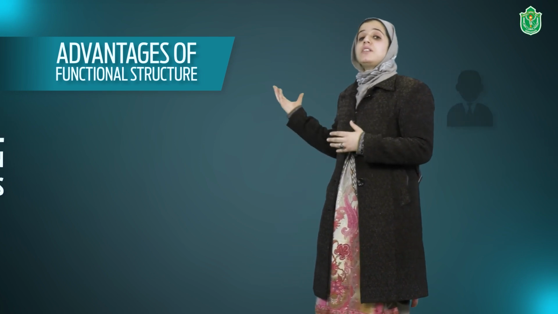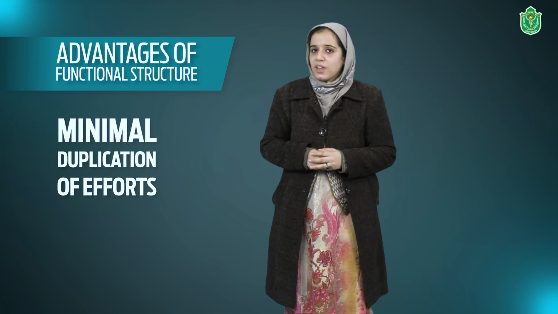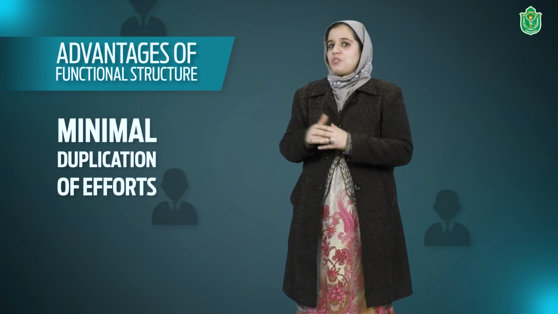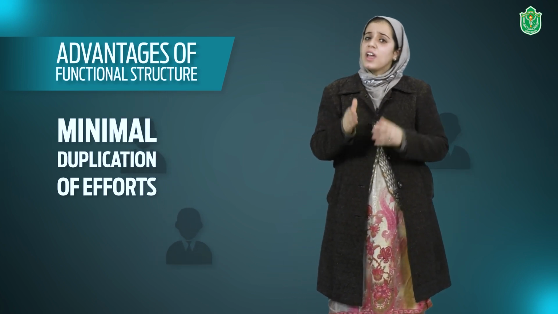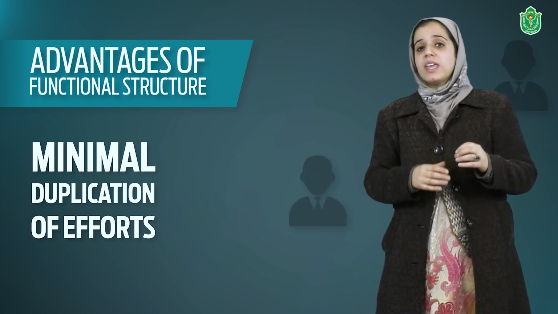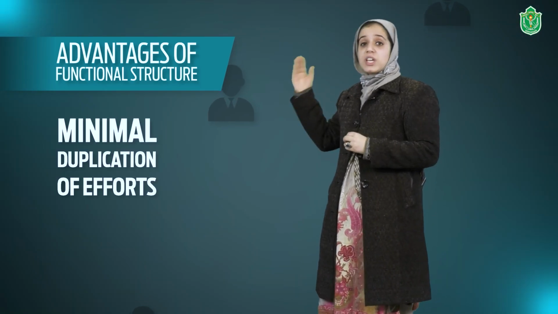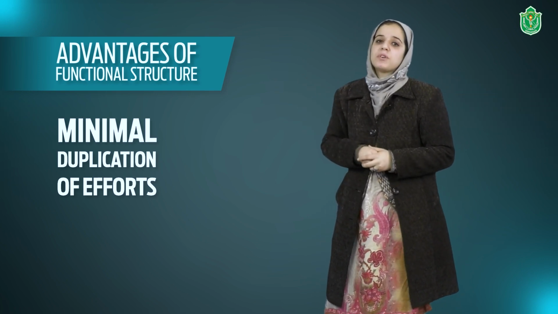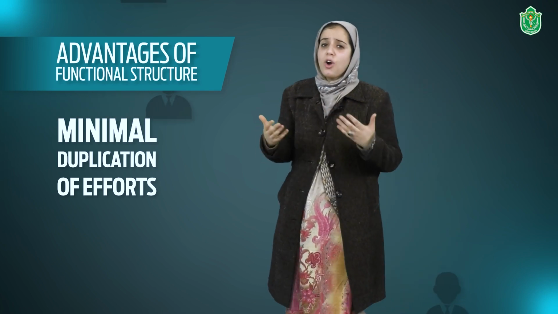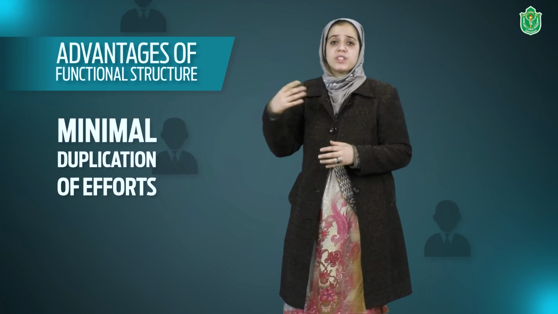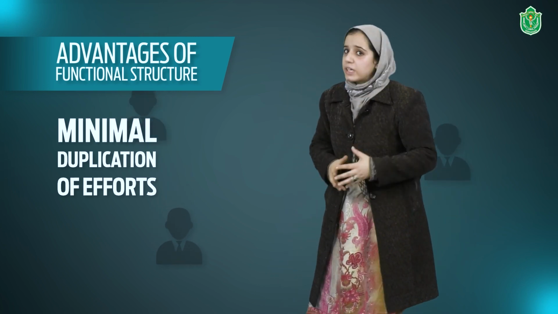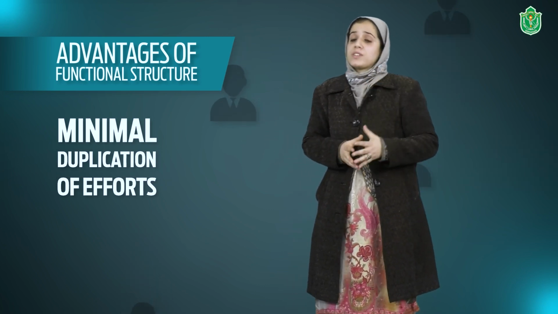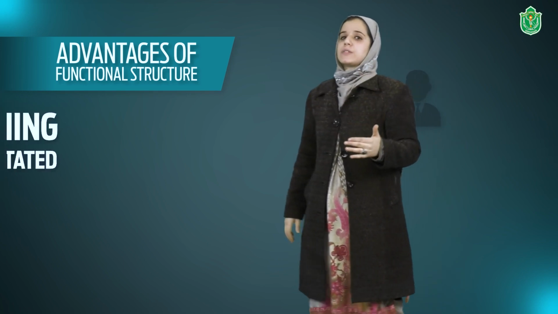Then there is minimal duplication of efforts. With this functional structure, there will be minimum duplication of efforts because each function is performed by each department. That is, purchasing activities are being performed by the purchasing department, sales activities are being performed by the sales department. So there is no need of creating more and more departments for these functions. So there will be no duplication of human efforts and there will be no duplication or wastage of resources as well.